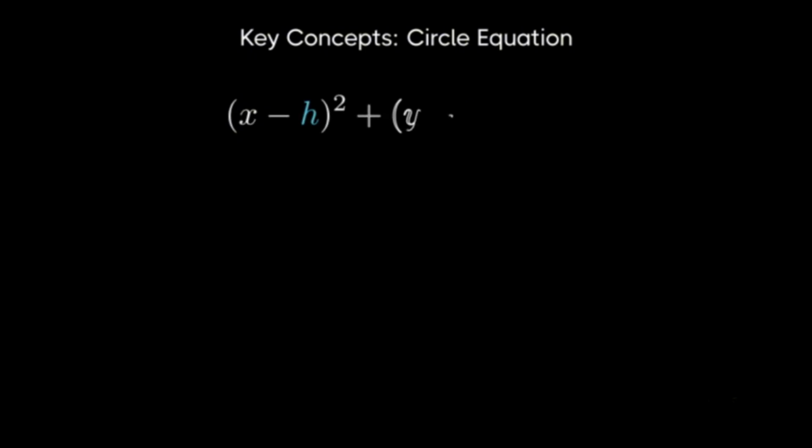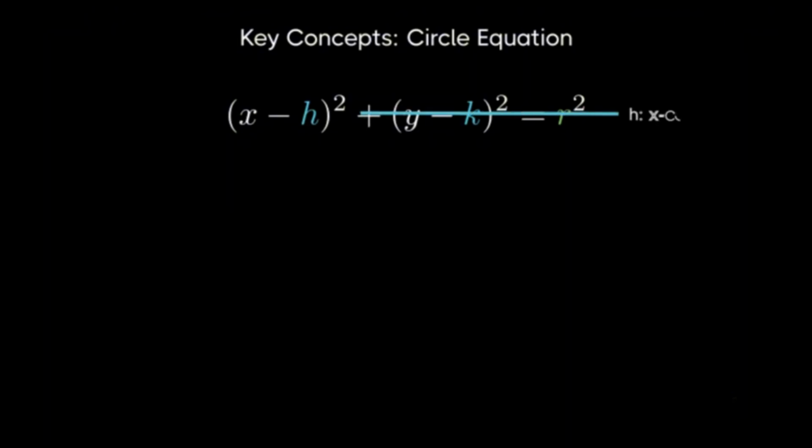Let's explore the key concepts of circle equations, which allow us to mathematically define any circle in the coordinate plane. The standard form of a circle equation is shown here. It's written as (x − h)² + (y − k)² = r². In this equation, we have 3 key parameters. The coordinates h and k, highlighted in blue, represent the center point of the circle. The value r, highlighted in green, represents the radius of the circle.